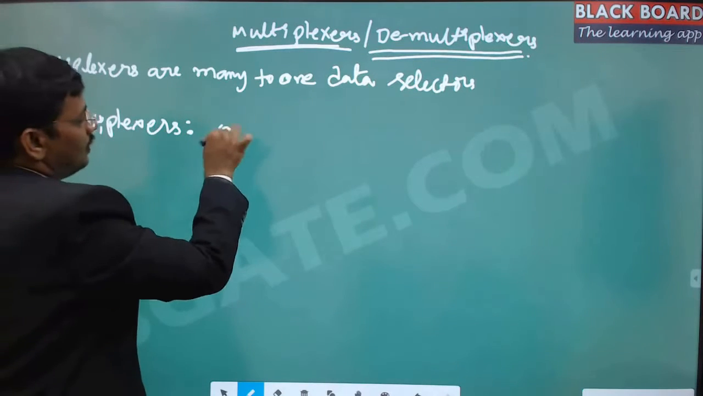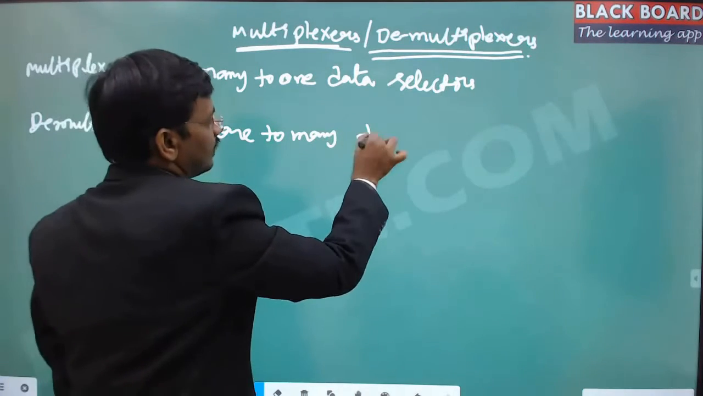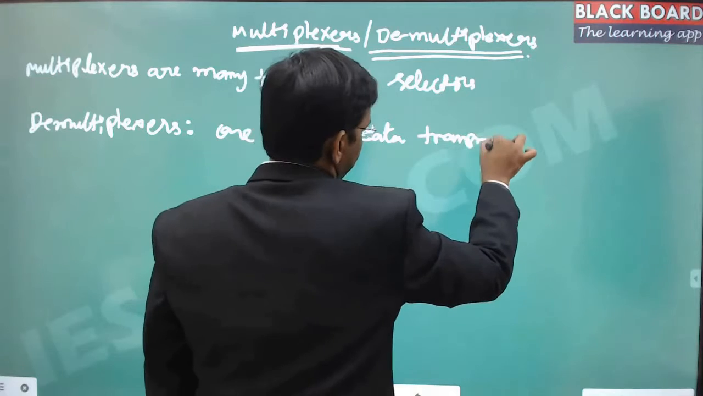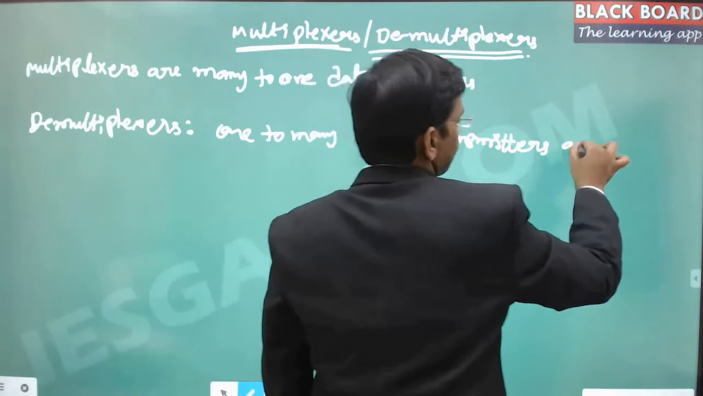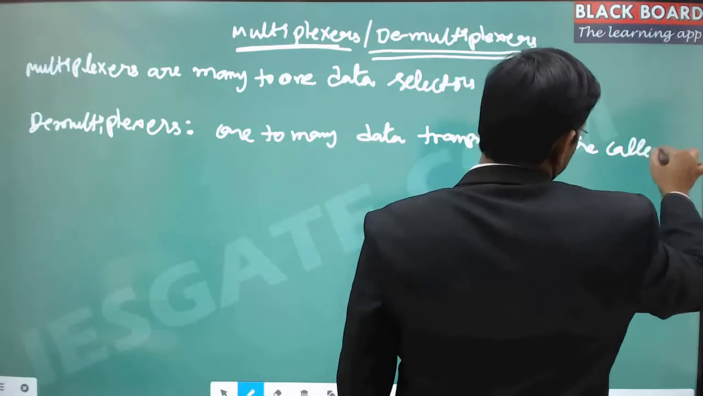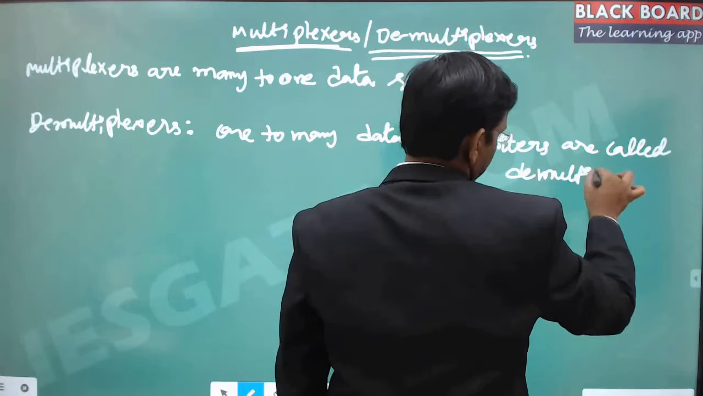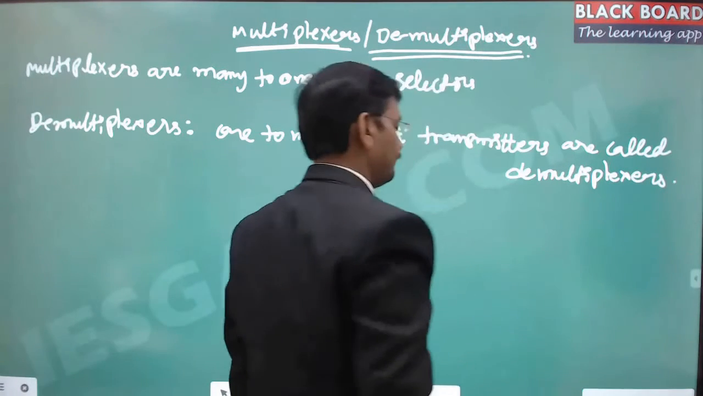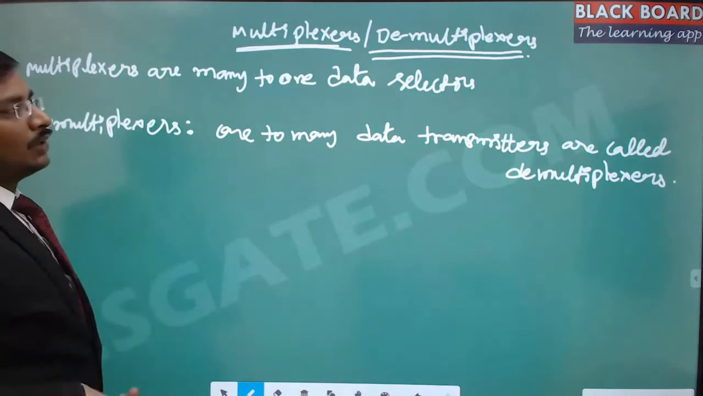So this is one to many data transmitters, which are called demultiplexers. Right? So here, multiplexers are many to one data selectors.